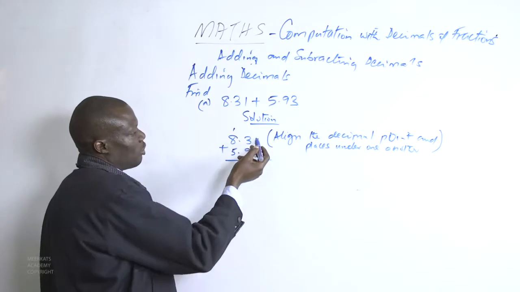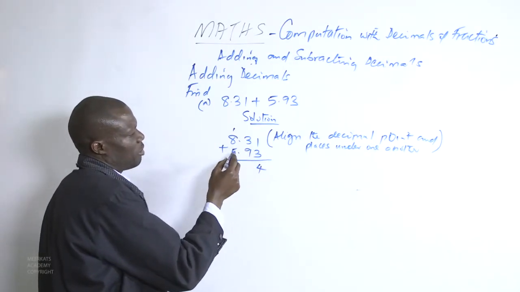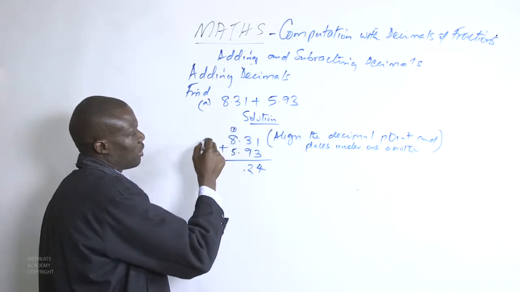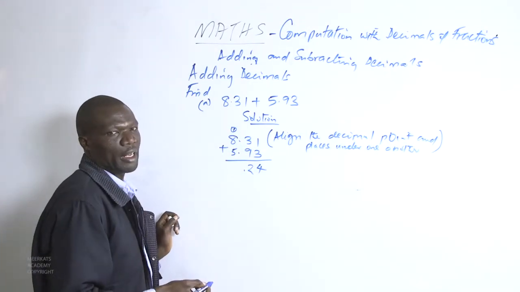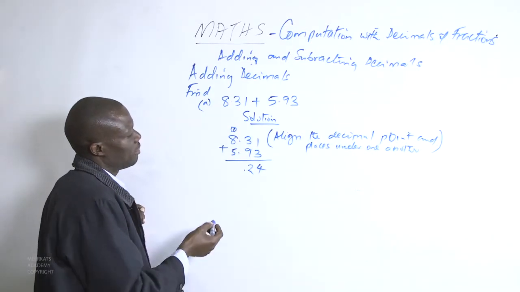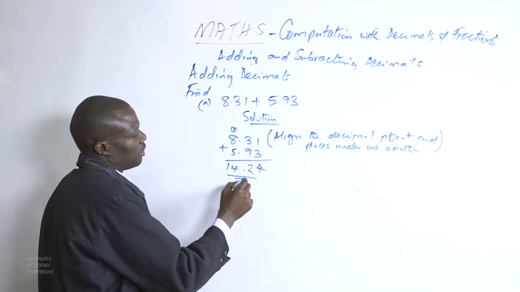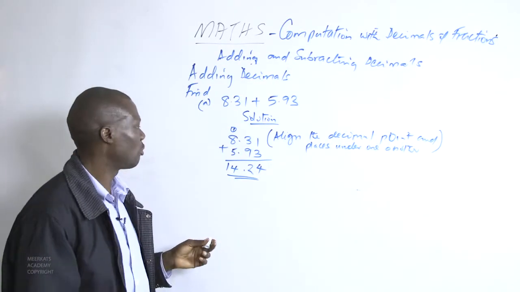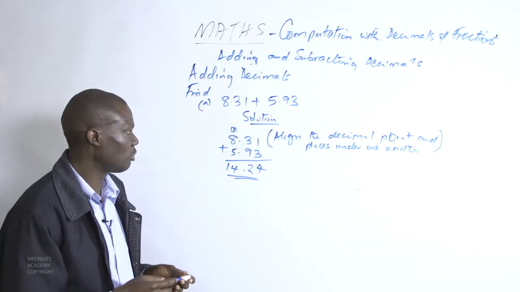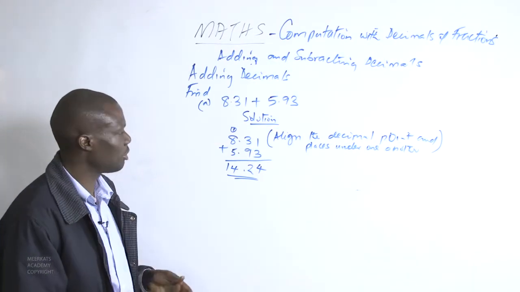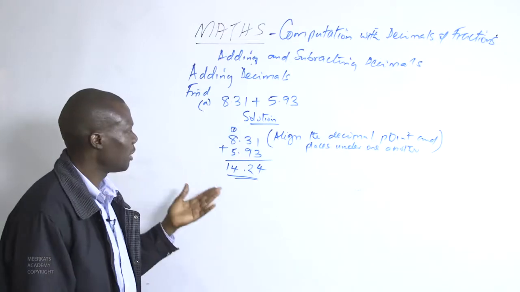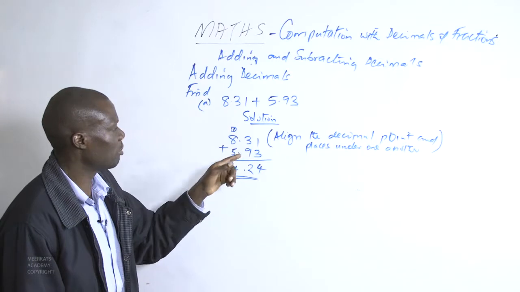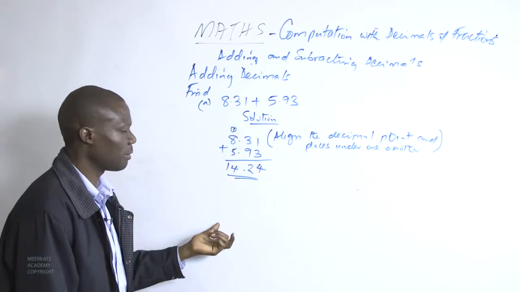Having done that, then we add. 1 plus 3 is 4. 3 plus 9 is 12. Carry 1. When you carry 1, 1 plus 8 is 9. 9 plus 5 is 14. So our answer is 14.24. This one is easier because the number of decimal places was the same, and the decimal points we simply aligned together.